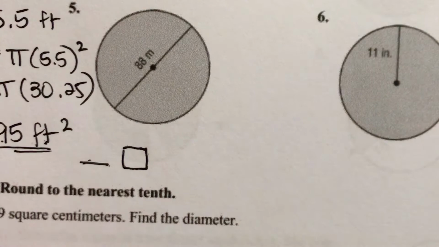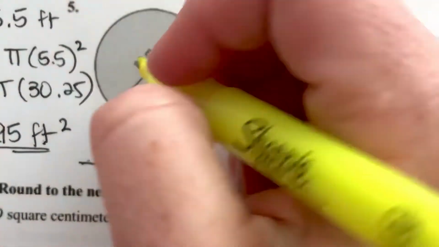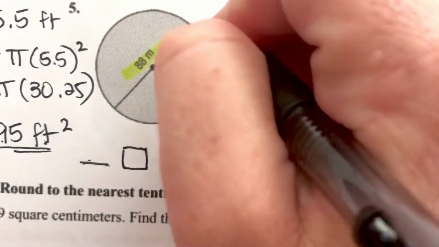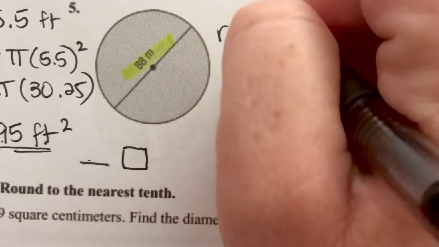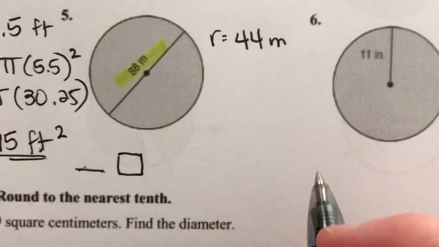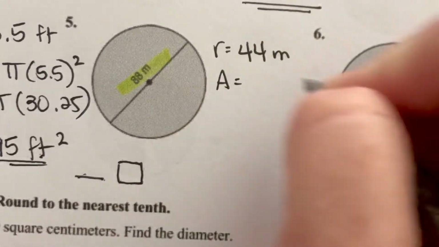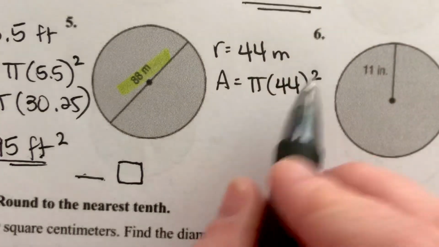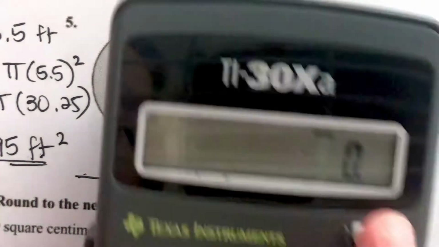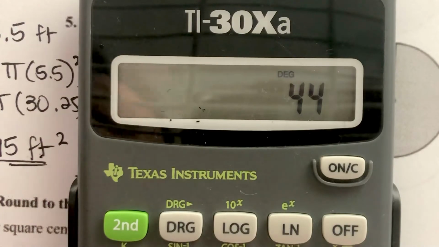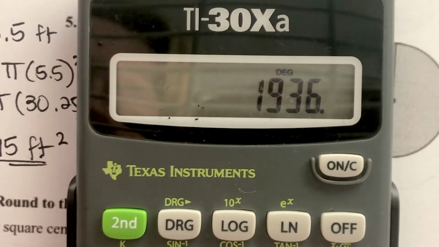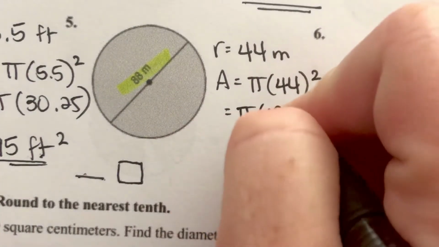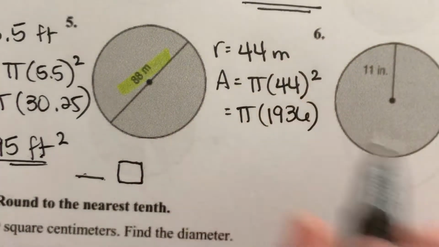We still get the diameter here. The diameter is 88 meters, which means the radius is half of that. So the radius is 44 meters. So the area equals pi times the radius squared. Now 44 times 44 is going to be a big number, right? 44 squared, 1936. So pi times 1936, and then we'll go ahead and multiply that.